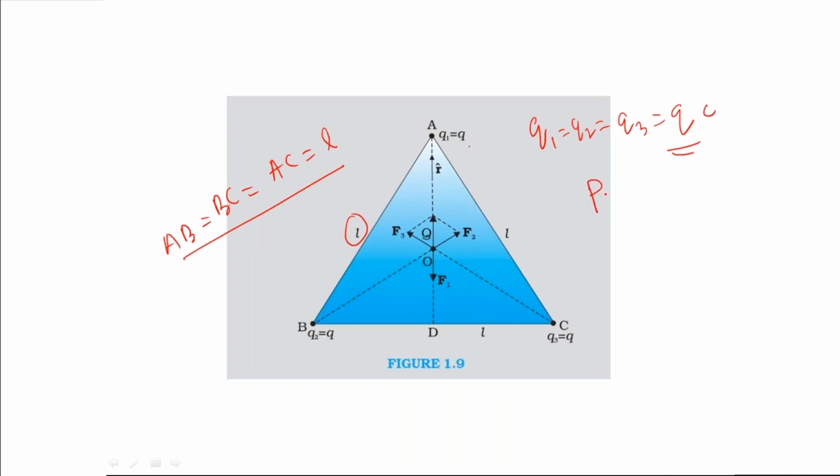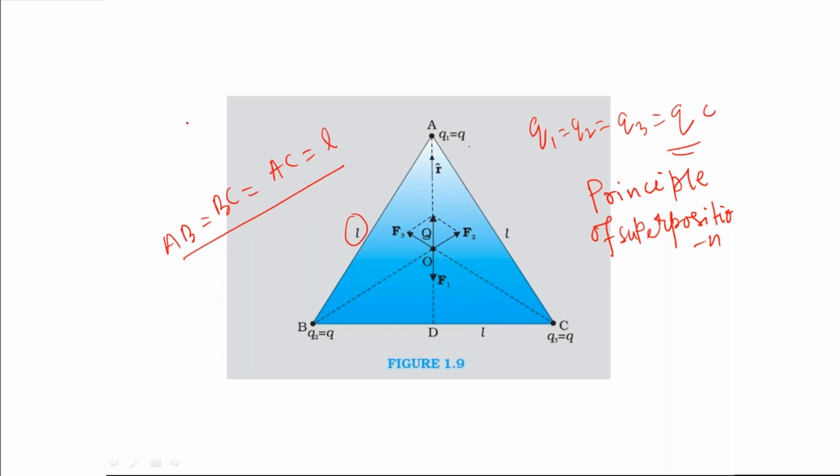In this case, it is very easy to solve. First of all, you have to consider the principle of superposition. Principle of superposition. So what was that? You consider any two charges, and at that time the other charges you can neglect.